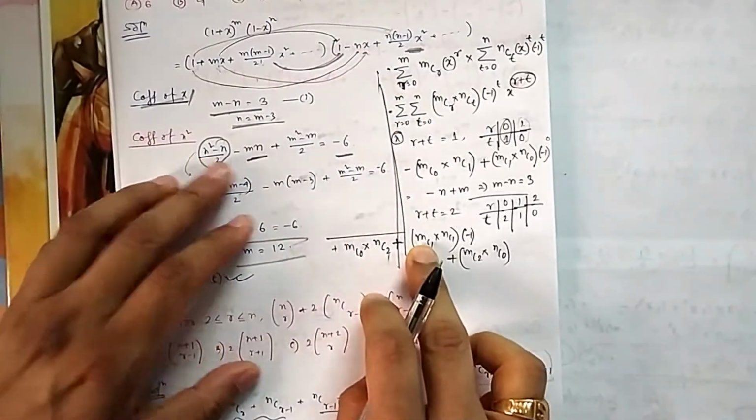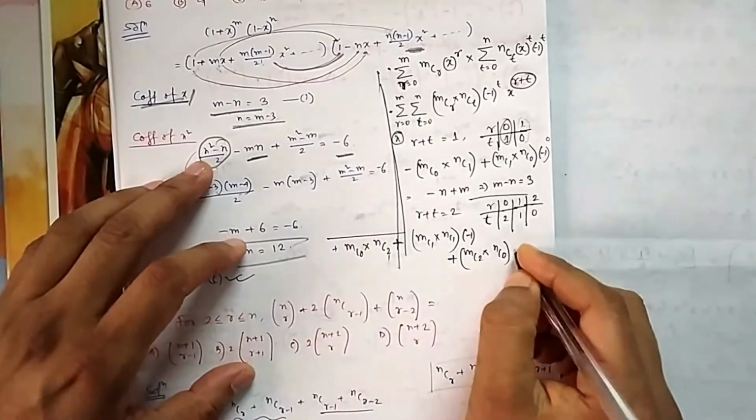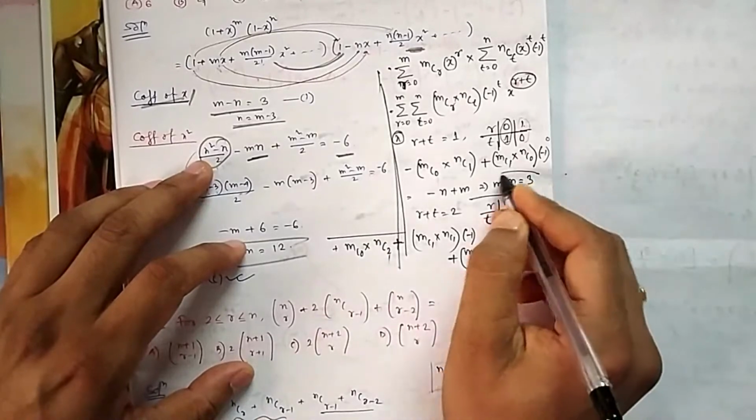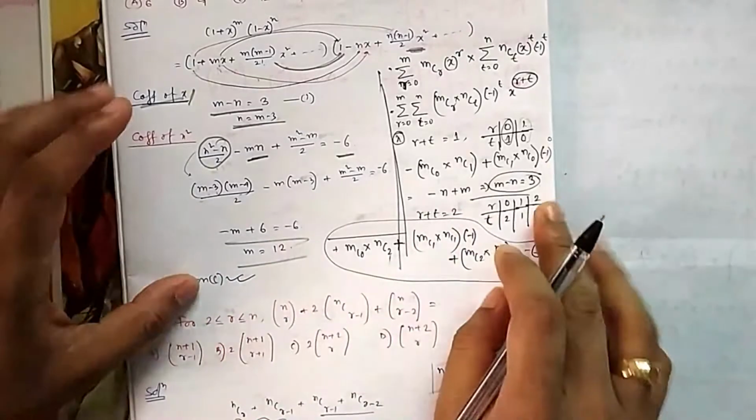You can see, mc2 is m into m minus 1 by 2, nc2 is n into n minus 1 by 2. So this is given minus 6. So ultimately you will get these two equations. Finally you have to solve these two equations using the substitution method or whatever.